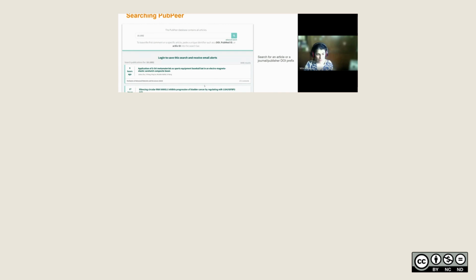Then PubPeer, I have already mentioned this website. It's a very useful website, because you can search it for individual articles, but you can also search it using DOI prefix. So in a DOI, the alphanumerical part has two parts. The first part is the prefix, and this prefix usually belongs to a publisher or to an individual journal. If you just put the prefix in the search field, you will get a list of all the issues reported coming from that publisher or from a particular journal.